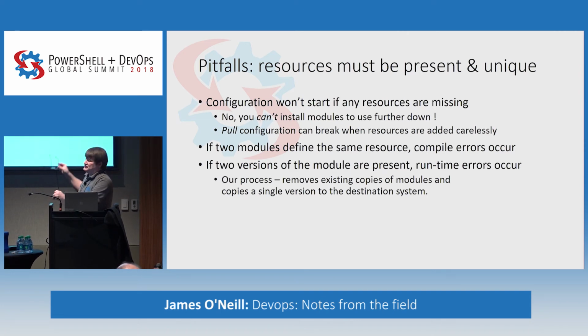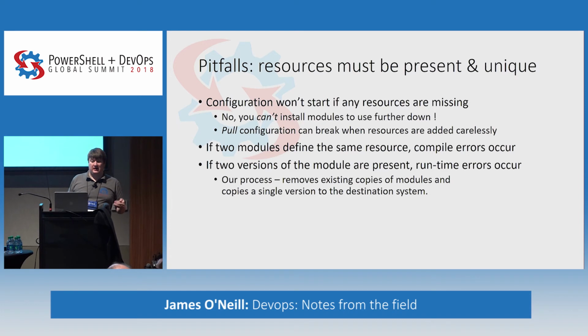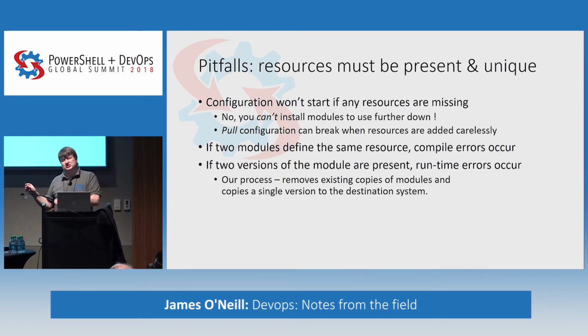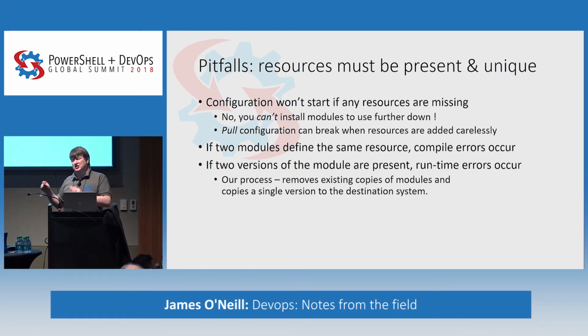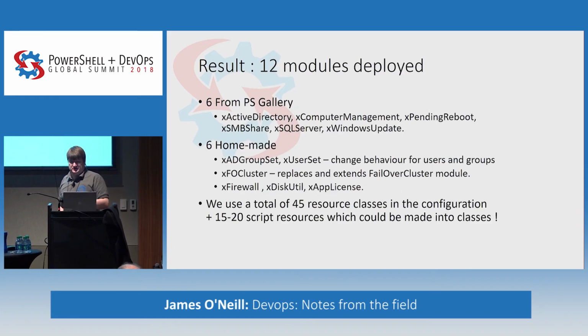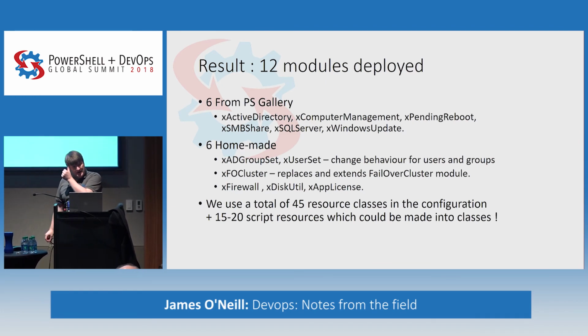If we've got the same resource defined in two modules, you can't compile it. And if you've got two versions on the same server, when you go to apply the configuration, it says, you didn't specify which version to use, so I'm just going to abandon at this point. So we created a process to remove all copies of the modules that we use and make sure we copied on just one version. So we ended up with 12 modules, 6 from the PowerShell gallery, 6 that we built ourselves.